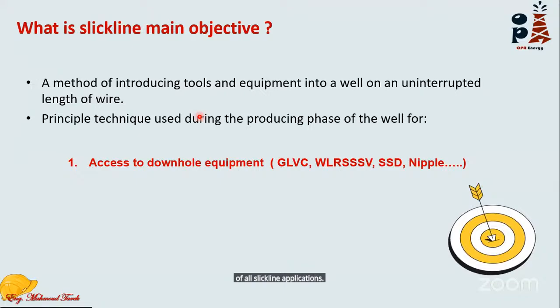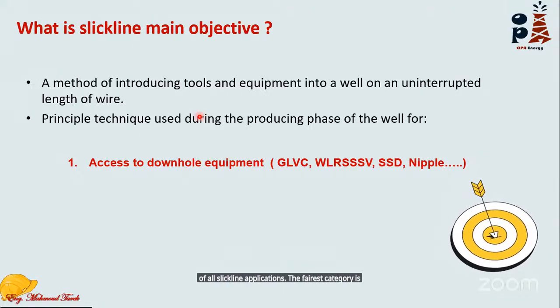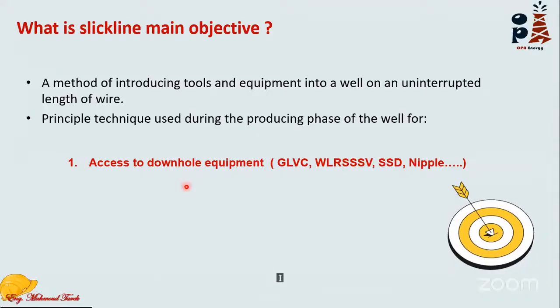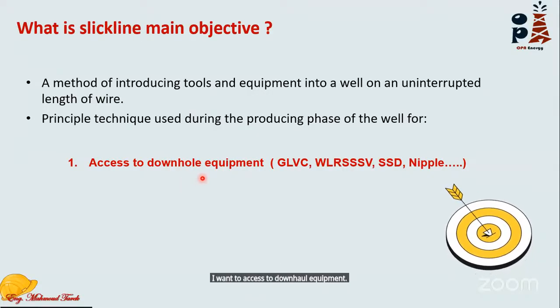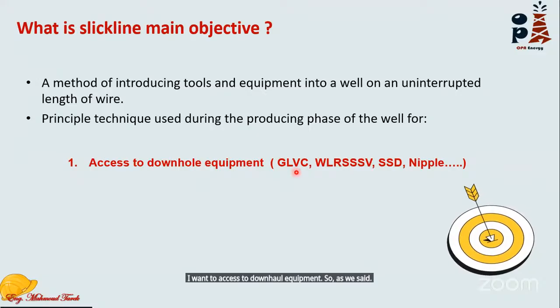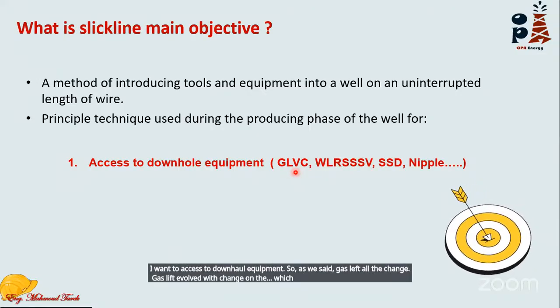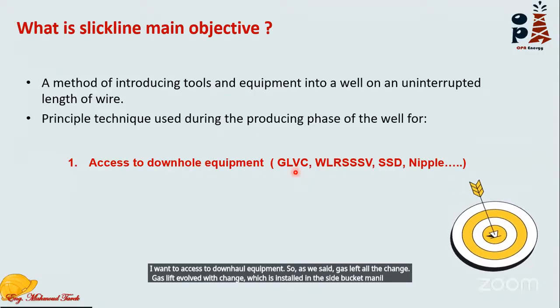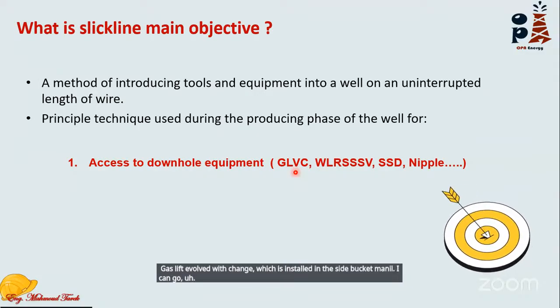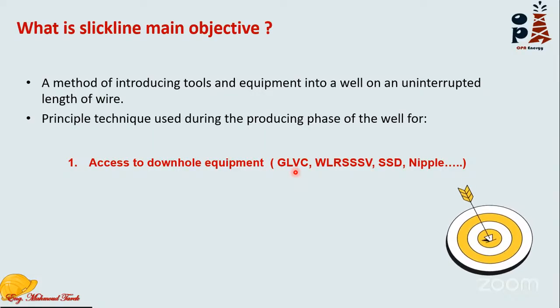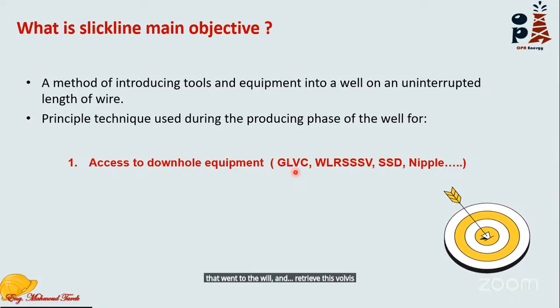The first category is access to downhole equipment. I want to access downhole equipment. As we said, gas lift valve change: the valves installed in the side pocket mandrel. I can go down the well, retrieve these valves and change them by Slickline.